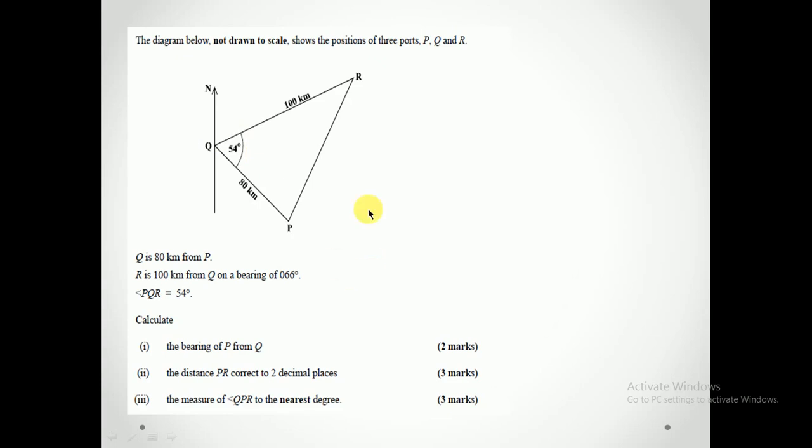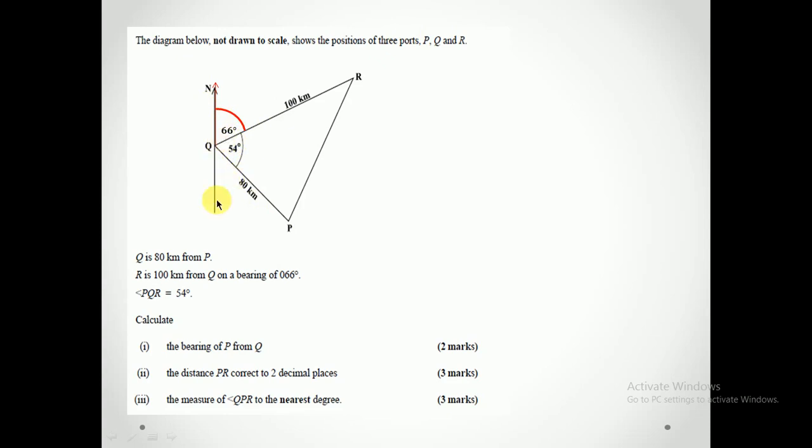Now it's important that we know exactly where to put this 66 degrees. Because I said from Q, and remember we said the keyword is always from, that tells us where to leave from, we know that we should always start with our north line. And from the north line we measure in a clockwise direction, so it must be the angle formed here. So that's where the 66 degrees will be. Now they also said that angle PQR, that's this angle here, is 54 degrees.